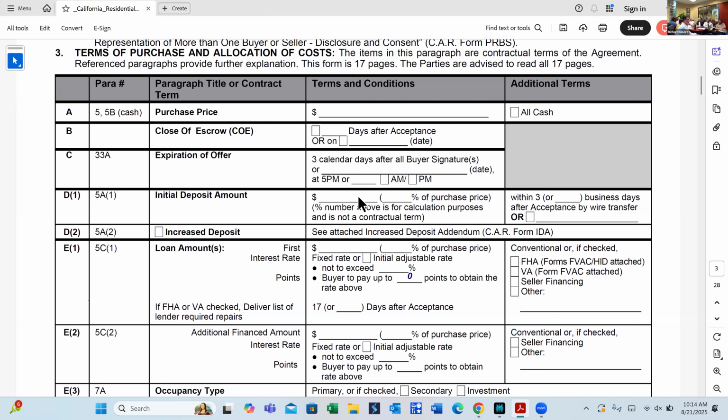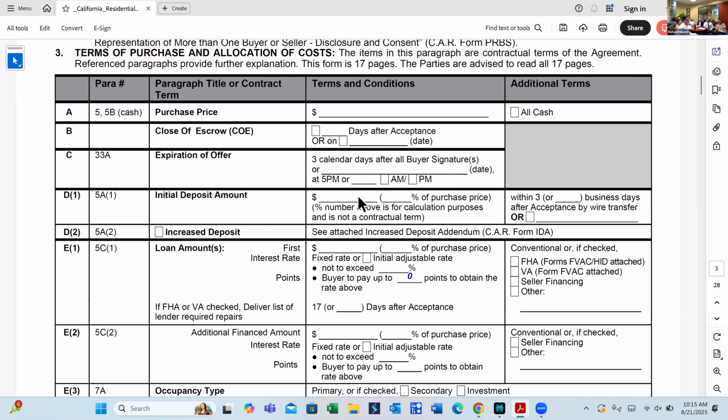So if I make an offer for $1 million and I say I'm going to put $30,000 down as my initial deposit, we agree upon a purchase price of $2 million. Section 3D1 does not change unless the counteroffer indicates that the buyers increase their deposit, maybe up to $60,000.